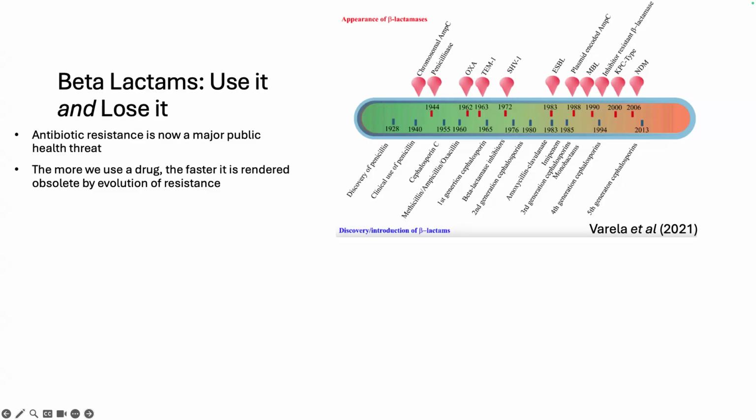But again, bacteria are able to change the shape of this protein, which can allow the enzyme to actually expand its activity against newer substrates as well. And beta-lactams are said to follow what's known as a use-it-and-lose-it trend, where the more we rely on a drug for clinical use, the faster it's rendered obsolete by the evolution of resistance. And what's problematic about beta-lactamases is that these genes are often encoded on mobile genetic elements like plasmids, which facilitate the spread of resistance between bacterial species.